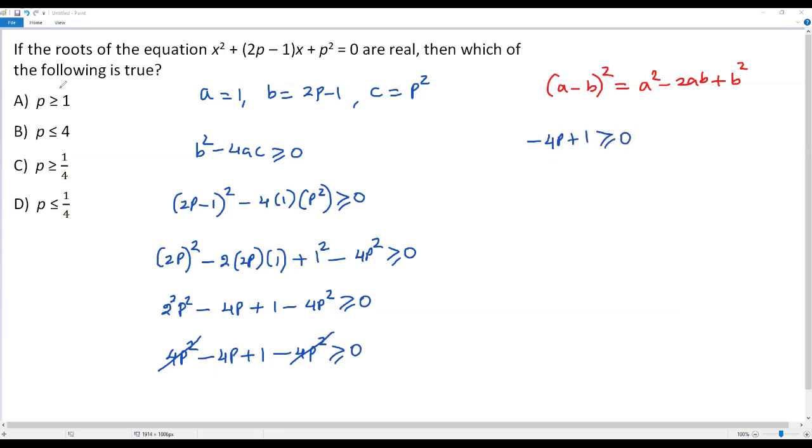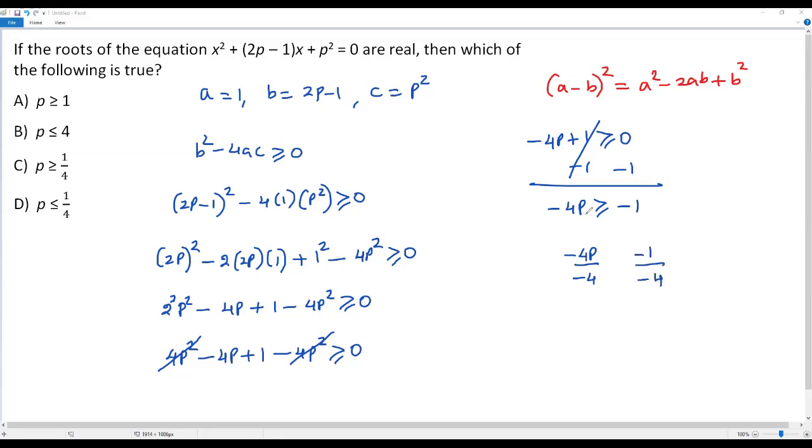Now according to the answer choices we have over here, we have to solve for p. For that we have to isolate p in this inequality. First let me get rid of this +1. For that let me subtract 1 from both sides, and +1 and −1 will cancel out. Then I'm getting −4p greater than or equal to −1. Now to solve for p, I have to get rid of this −4 which is multiplied by p. So I have to divide both sides of this inequality by −4. Then I'm getting −4p divided by −4 on the left, and on the right side −1 divided by −4.